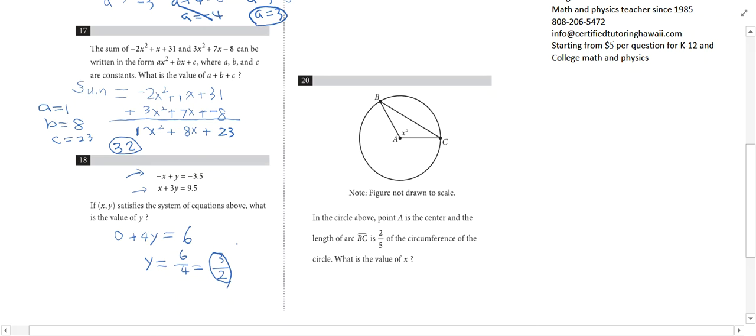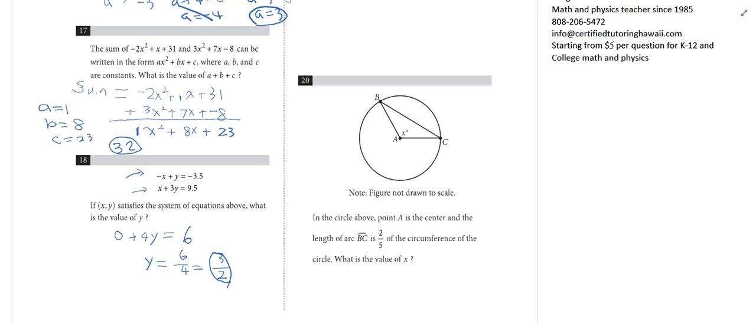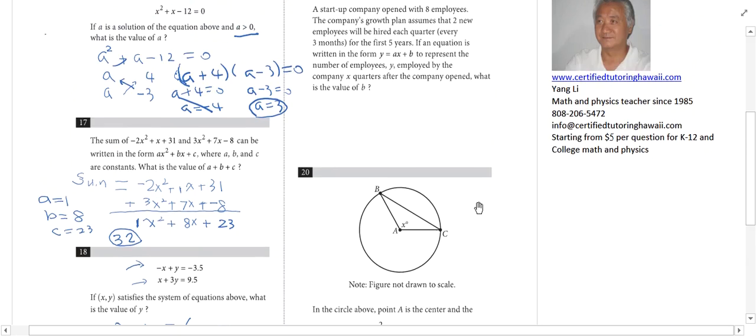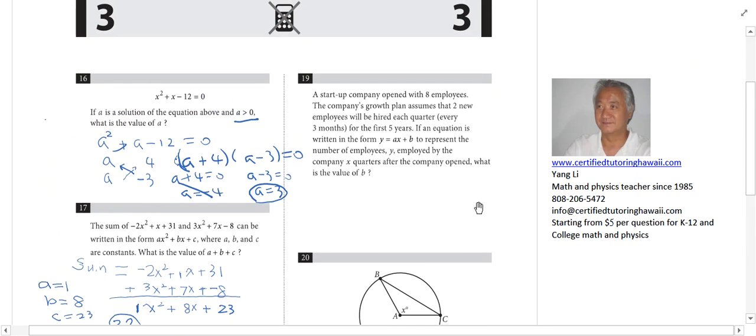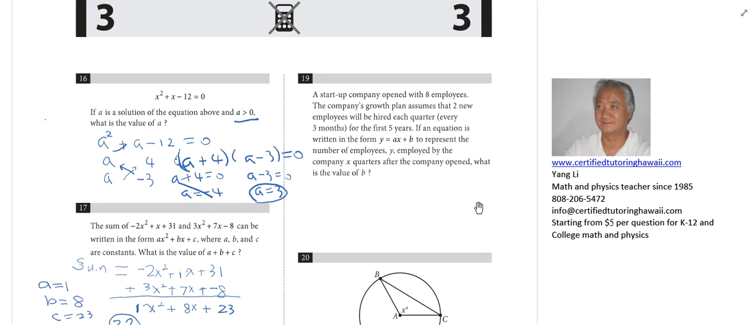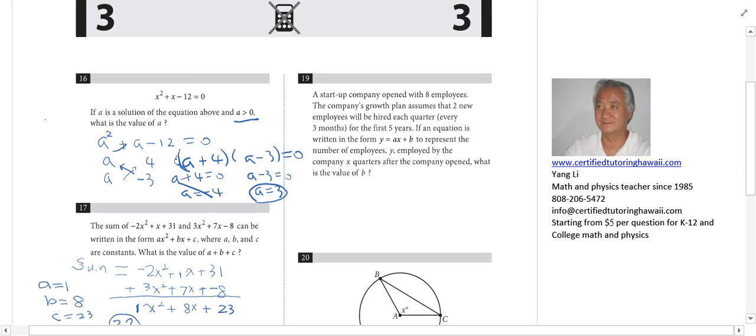Now let's go to number 19. This is the question of 19. They ask you what's the value of b. When we do them, this equation is y equals ax plus b, right? So here y equals ax plus b, and the b we call the y-intercept.